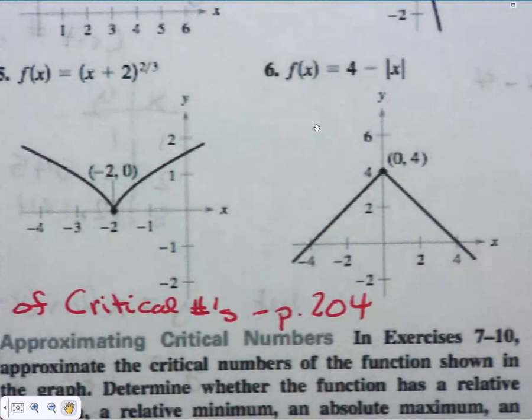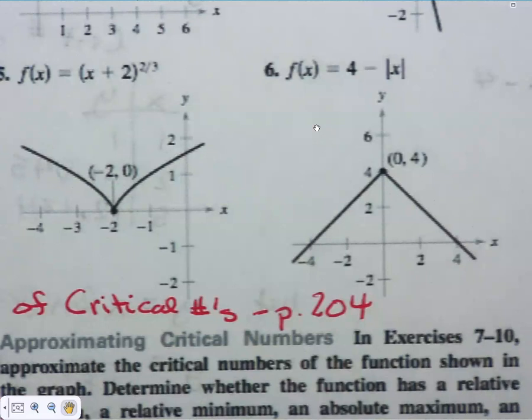I could find the derivative of the absolute value function. I'd have to use the 2 pieces of the absolute value function, one part of it for x less than 0, and one part for x greater than 0. And we'll do an example like that. But if you remember that the derivative doesn't exist at sharp turning points, then you don't have to do any of that work on number 6. You could just say the derivative is undefined at 0, 4.